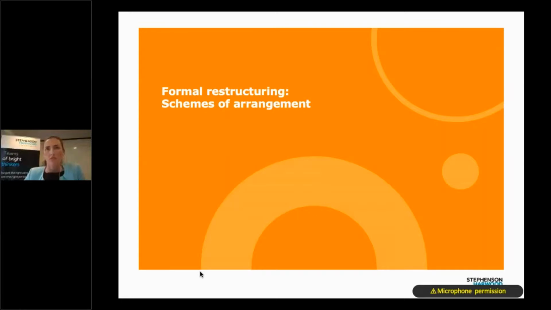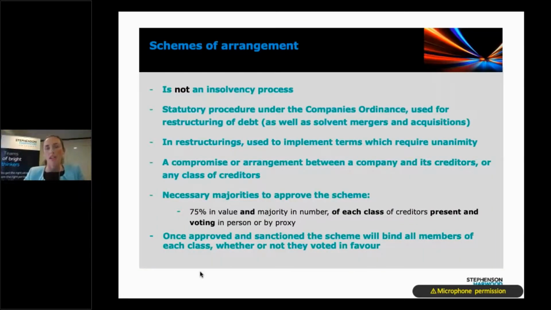So the next slide has some points about what a scheme is. Schemes are very common across various common law jurisdictions and can follow a similar form and often look to precedents in those other jurisdictions. It's not an insolvency process, which is actually helpful if you're going to have cross-default provisions with various agreements and you don't want to have an insolvency per se. They're often used to implement terms which require unanimity, which require 100%, when you can't get 100% agreement. It's a compromise between a company and its creditors.